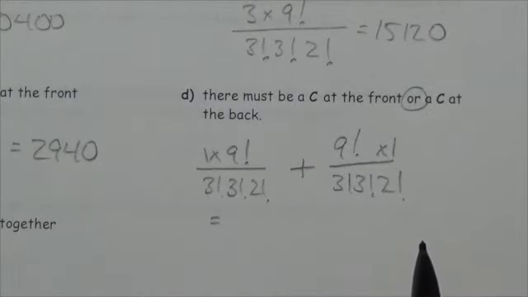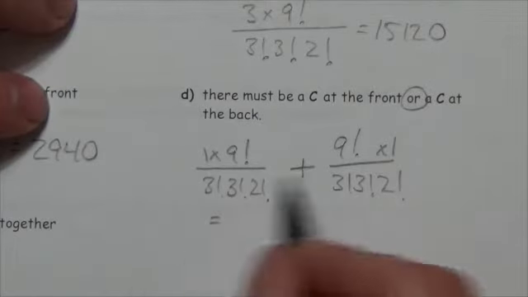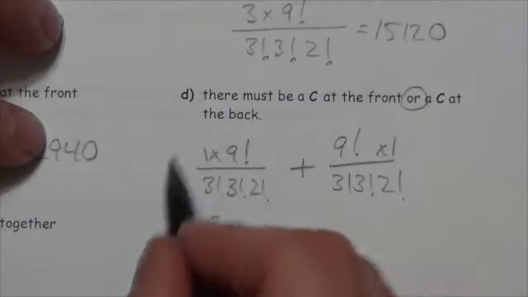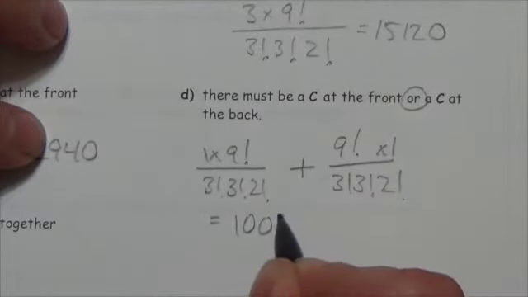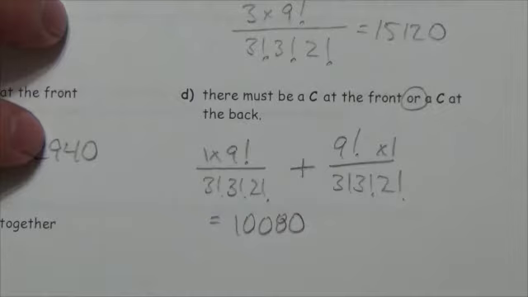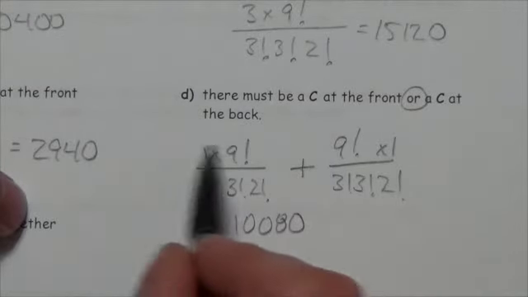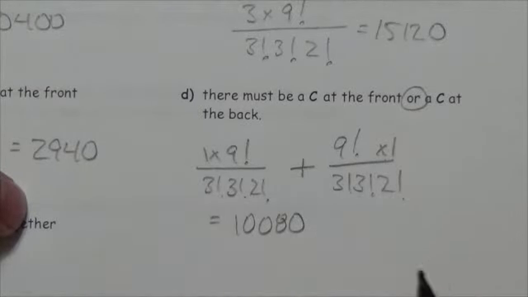And really what this is going to be, I just evaluate those together. It's the same thing. I could just enter this once in the calculator, multiply by 2, and when I do that I'll get 10,080 different permutations where the C is either at the front or at the back.